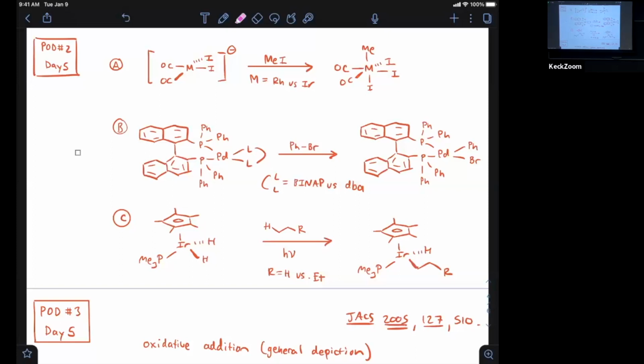Okay, how about part A, Shenghua, what do you think about this one? Iridium should react faster. And why do you think so? More electron rich metal center. Why? Iridium one is D10, right? Iridium one should be D what? Square planar D. Oh, D8. D8, okay. But rhodium one would be, it's also D8. Also D8, okay.